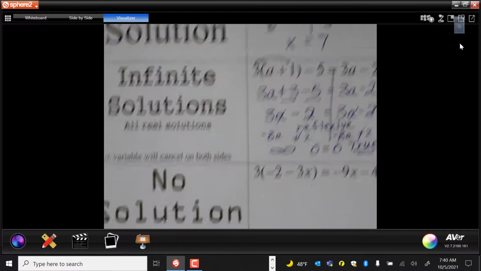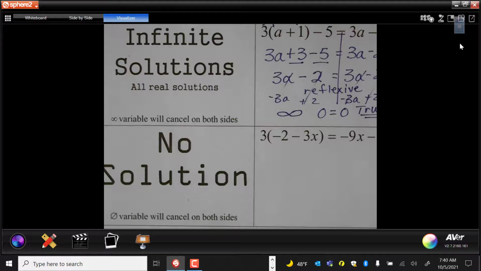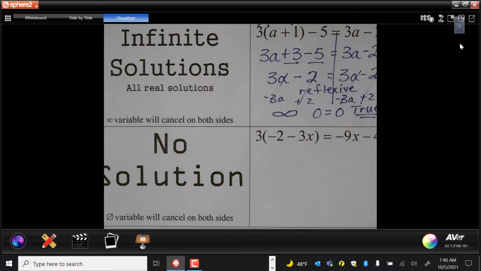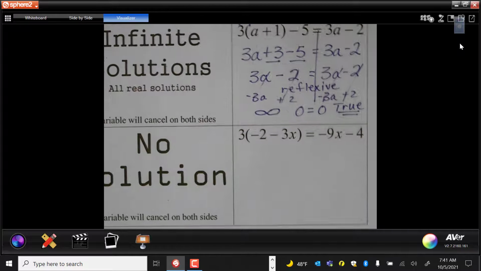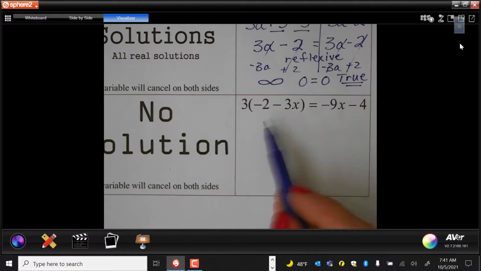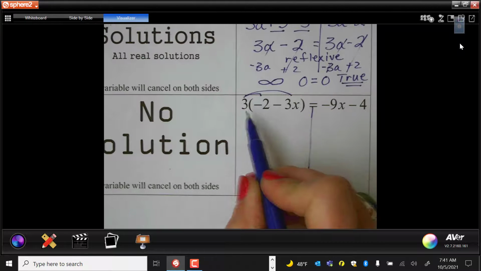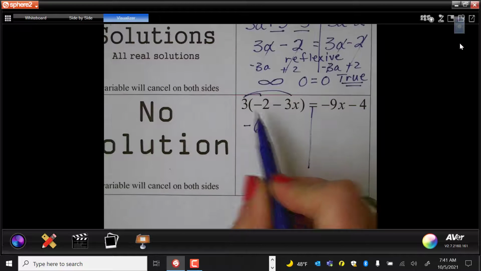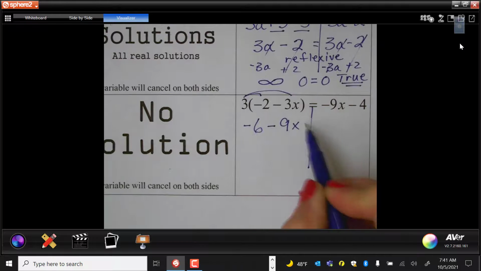All right, well, what's your prediction if we have a no solution? Okay, well, it says that the variable will cancel on both sides, but here we had a true statement. So I'm kind of thinking, all right, let's see if it's true. Lots of opposites in math. Let's see if we get a false statement. So same thing, we have a parenthesis. We want to distribute. 3 times negative 2 is negative 6. 3 times 3x is 9x, but I am subtracting.